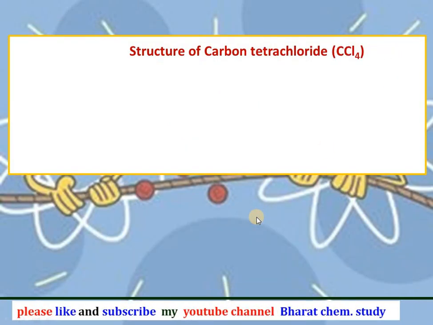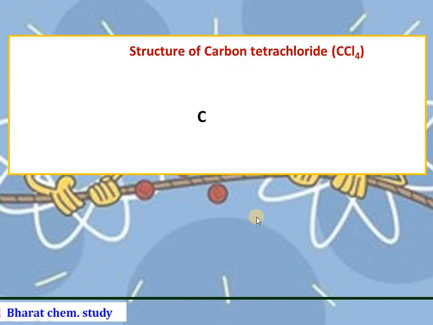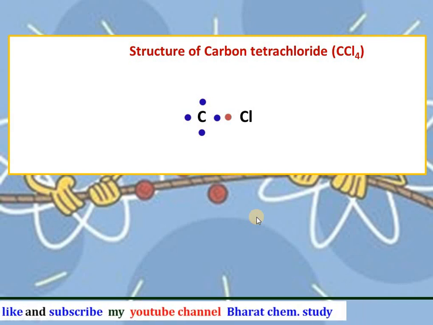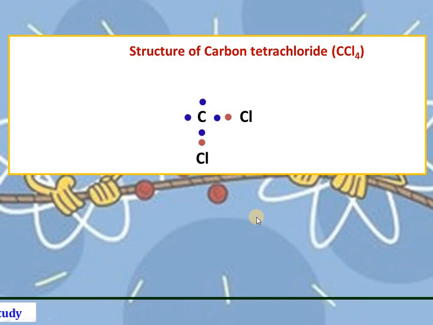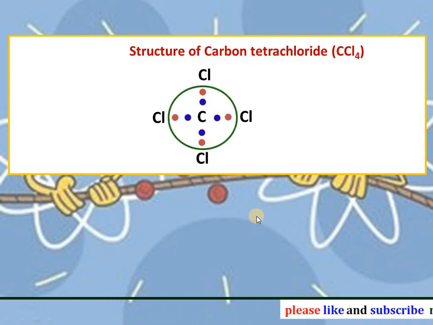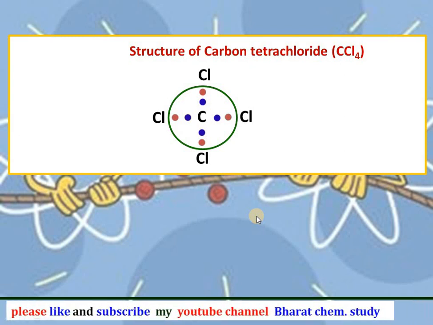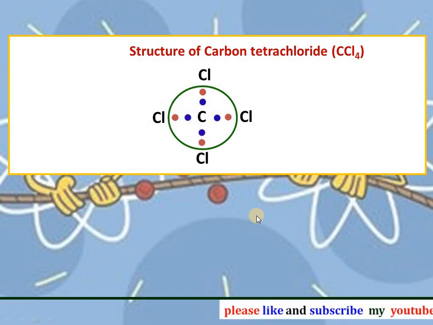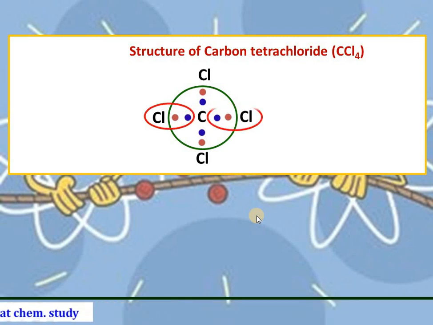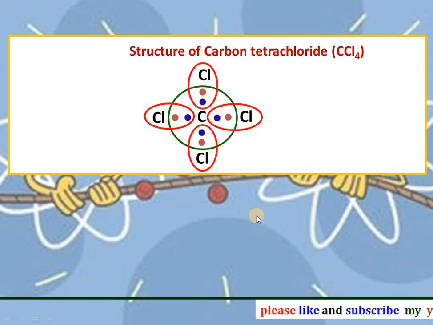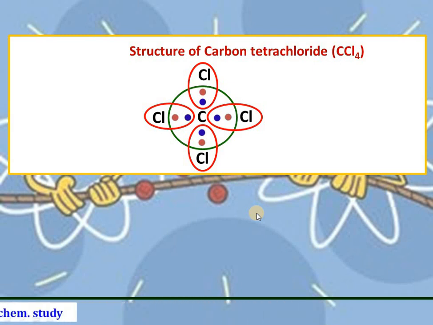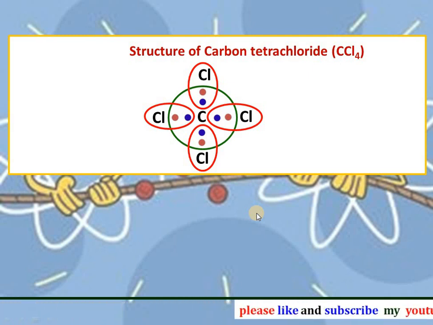Structure of carbon tetrachloride, CCl4. So here carbon has 4 valence electrons, but each chlorine has 7 valence electrons. So each chlorine atom shares 1 electron with the 4 valence electrons of the carbon atom to form 4 bonds. Carbon is forming 4 bonds with 4 chlorine, and each chlorine is forming 1 bond with the carbon atom. As a result, carbon attains 8 electrons in its outermost shell, and each chlorine also attains 8 electrons in its outermost shell, and this structure is called the electron dot structure of carbon tetrachloride. So please practice these structures, they are very important.